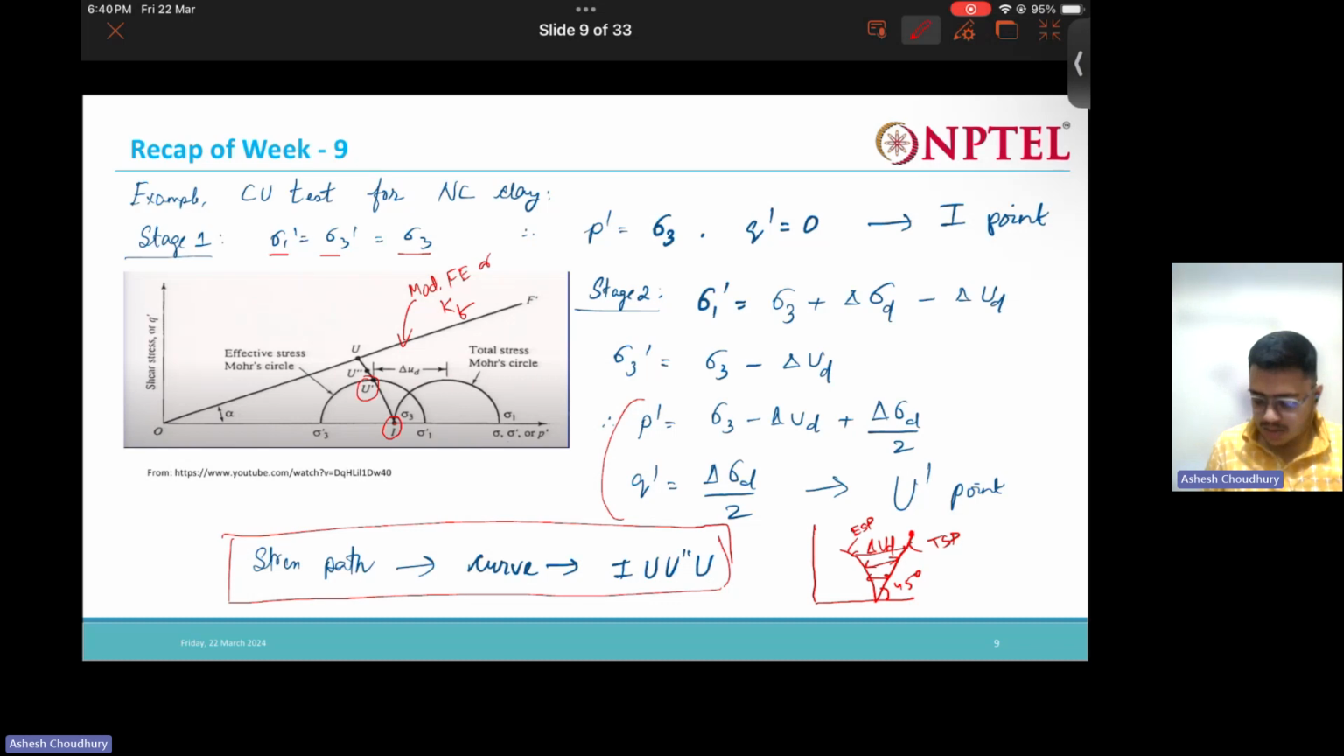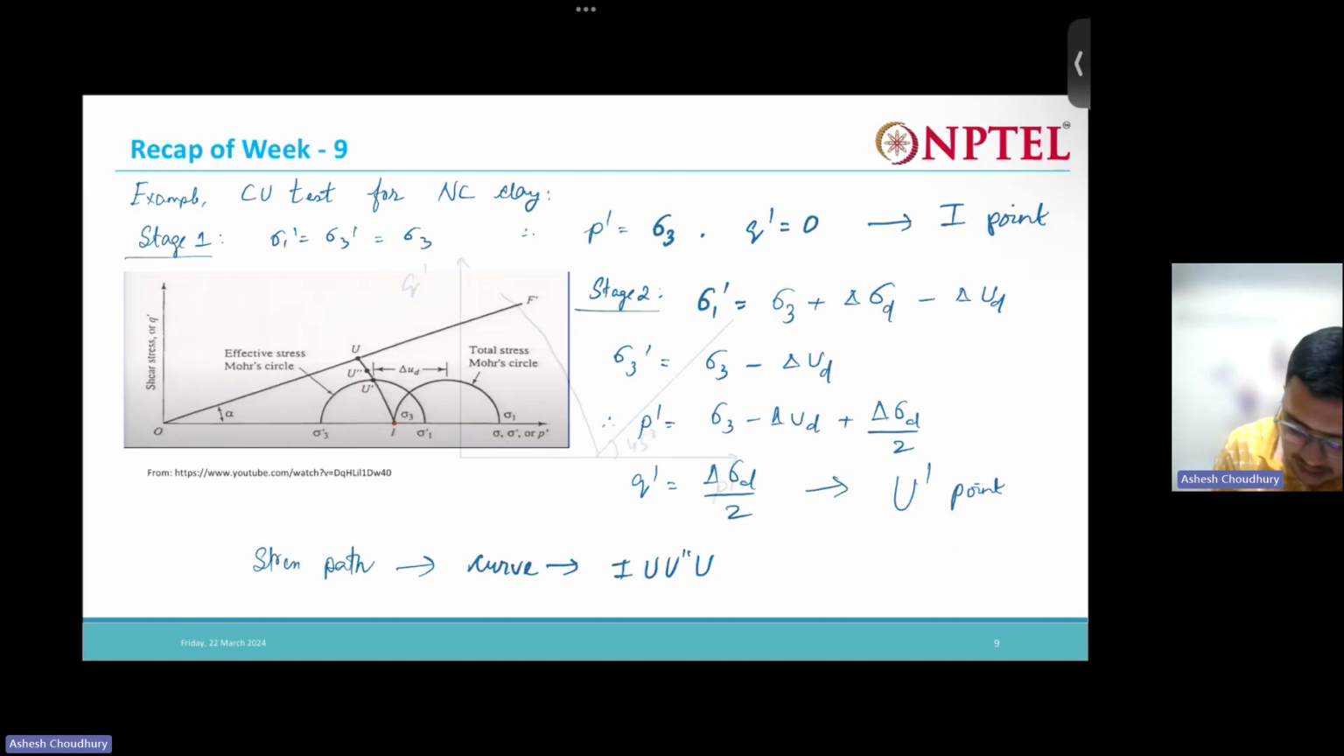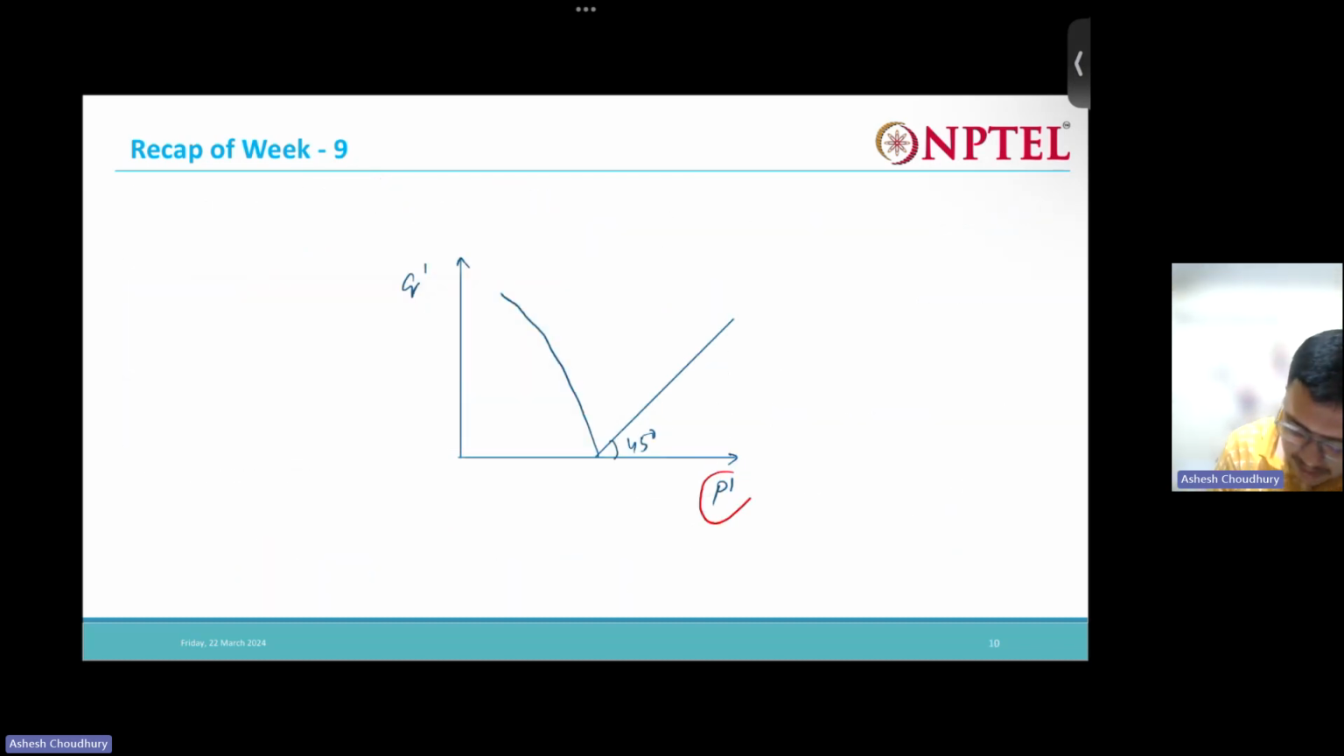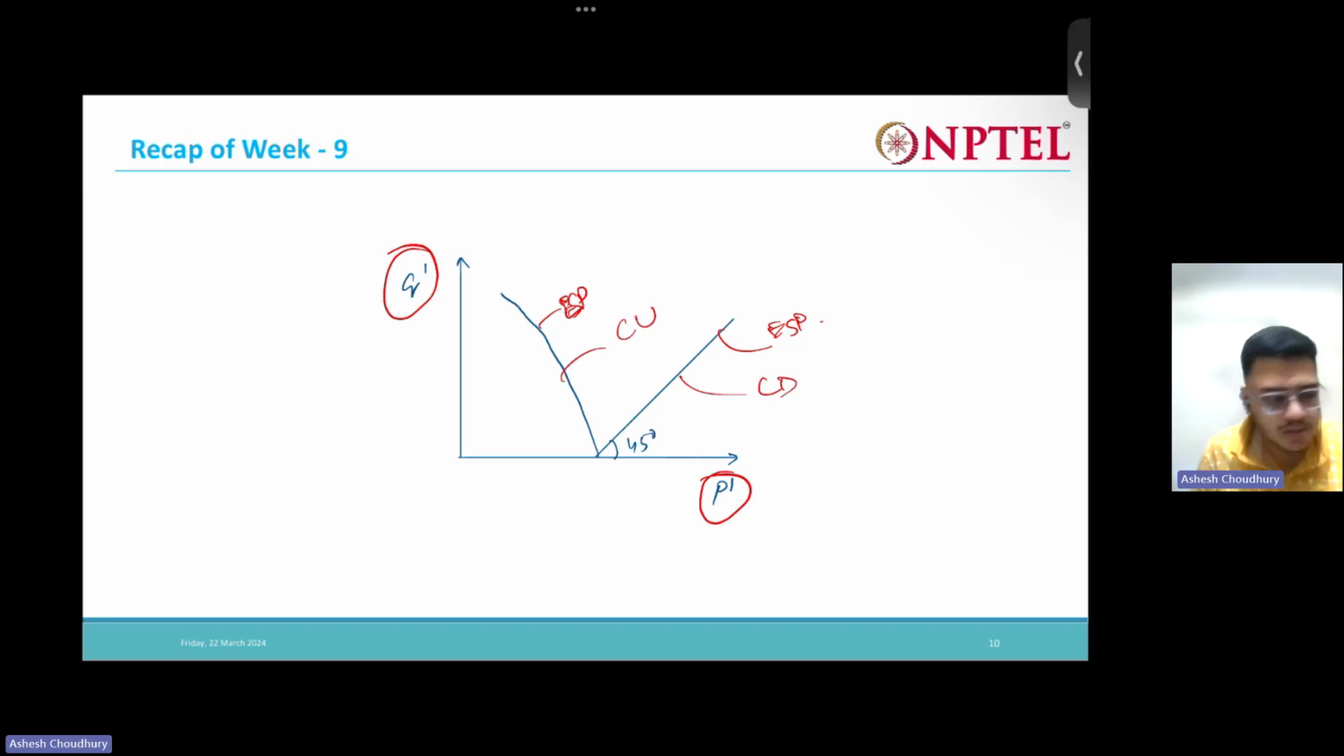Now, if you want to plot the effective stress path for both CU and CD test in one plot, you will get something like this. So you are plotting P prime, Q prime. That means this is also ESP, this is also ESP. This is for the CD test and this is for the CU test, for NC clay.